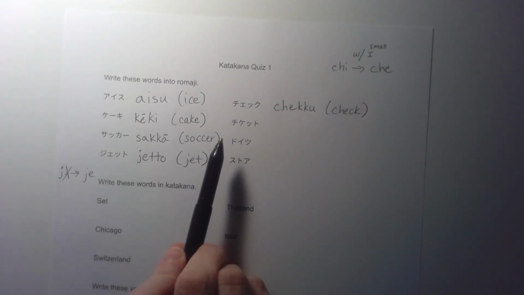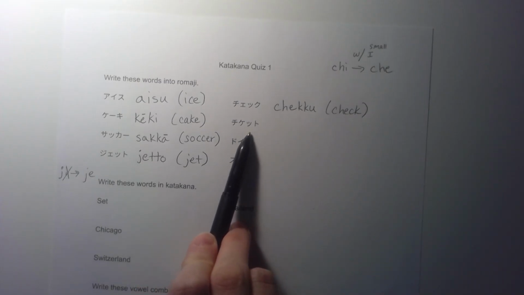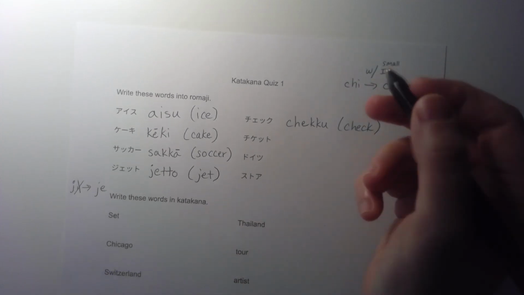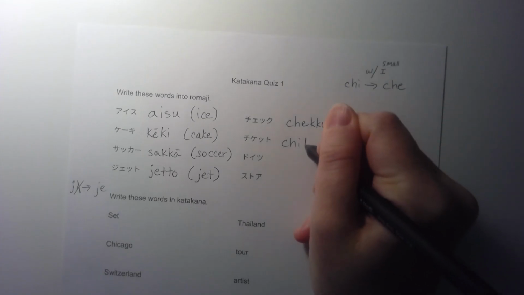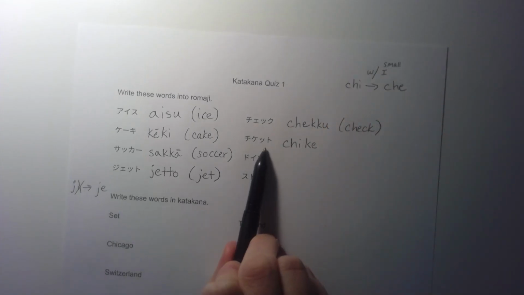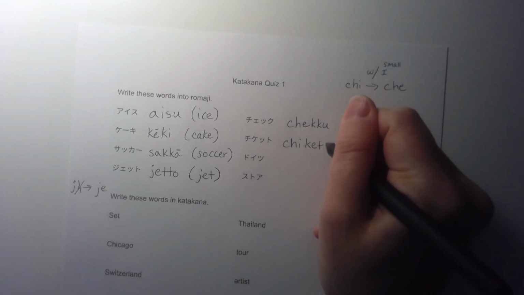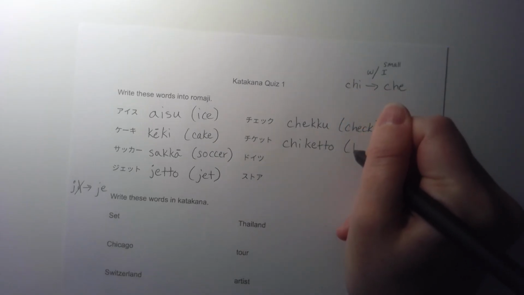Okay, now we have chiketto. We have a chi, ke, small tsu, so we need two T's for to. Ticket.